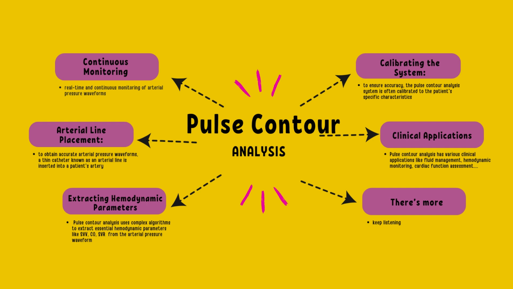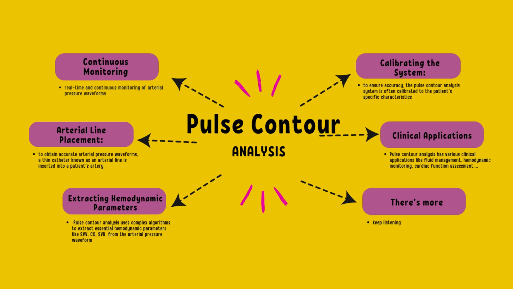Pulse contour analysis uses complex algorithms to extract key information from those waveforms. It reveals things like the volume of blood ejected by the heart with each beat, that's called stroke volume, the total amount of blood pumped by the heart per minute, cardiac output, and how resistant the body's blood vessels are to blood flow, systemic vascular resistance. So, why does this matter? Pulse contour analysis gives healthcare providers superpowers when it comes to patient care. It's like having a crystal ball for the cardiovascular system.